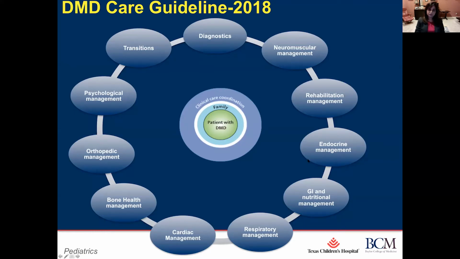So once we diagnose patients with muscular dystrophy, we follow a standard of care, which is a guideline published in Lancet in 2018. There are 11 areas we have to address. The first one is how to diagnose these patients. Nowadays we are using genetic tests, which are pretty sensitive, and more than 95% of the patients can be diagnosed by genetic tests alone. So we don't have to do muscle biopsy in these patients now.